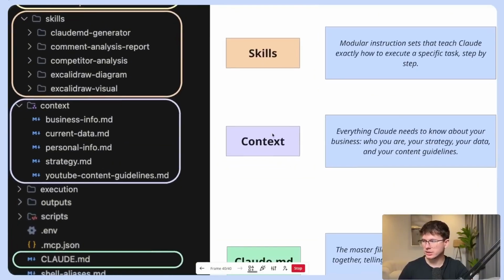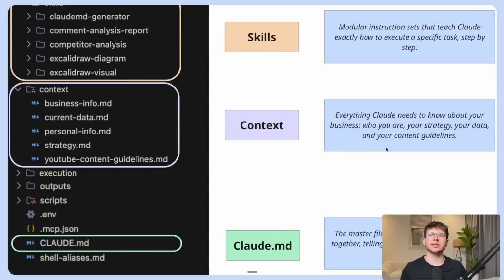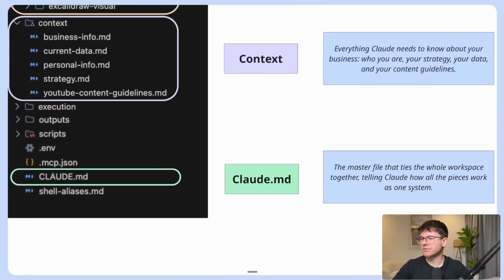Then we have context, which is everything that Claude needs to know about my business. First of all, who I am, my strategy when it comes to the content, my data, and my content guidelines. Because for example, let's say we're using the skill to script my videos. When I want to make my script, I also want Claude to use my YouTube content guidelines and business info to check, hey, this is the script, this is the guidelines. Are we sure we're following the right guidelines? That's all it is.